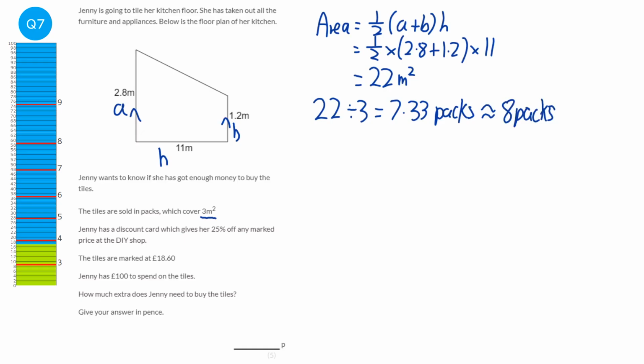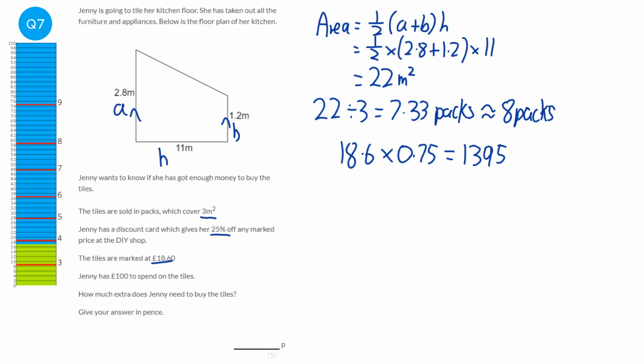Okay, the next thing we look at is the fact that Jenny has a 25% discount. So we need to find out what a 25% discount would do to the £18.60 for the pack of tiles. So we're going to get the £18.60 and we're going to times it by 0.75. So we're just going to find 3/4 of it because she has a 25% discount, and that would be 1,395. So the tiles are going to cost £13.95.